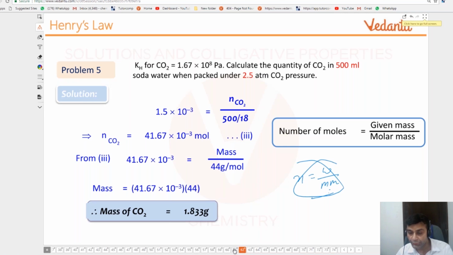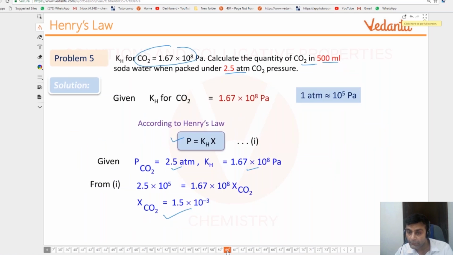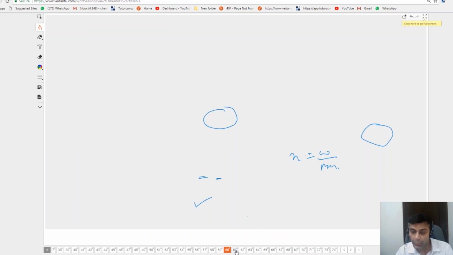Where I have used the pressure of water. In the denominator, the number of moles of water was there. See here. What is this number of moles here? Number of moles means weight upon molecular mass. How much water are we given here? 500 gram, divide by 18. Weight upon molecular mass. This page is clear. First one is clear. On the second page, what's in doubt now?